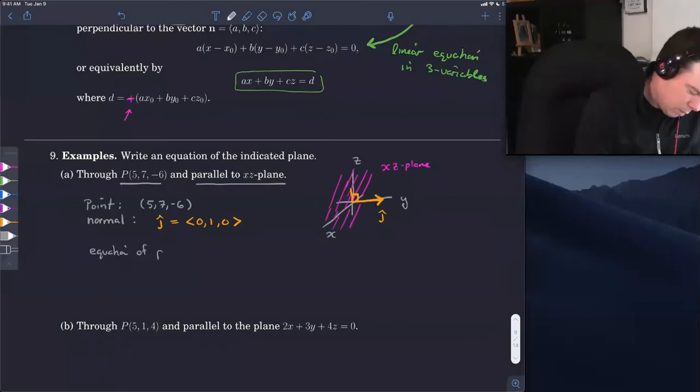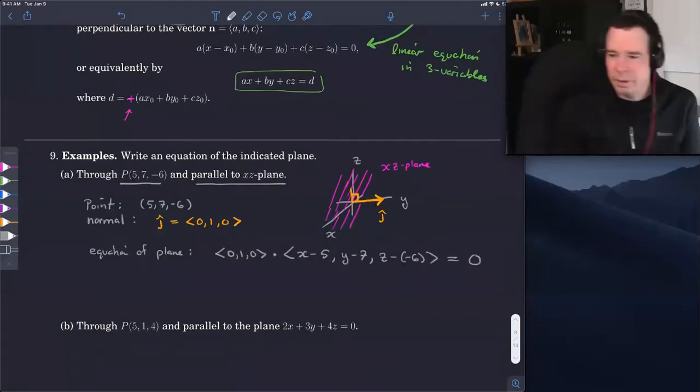Equation of plane. So our equation of the plane is going to be, we take our normal vector, 0, 1, 0. We dot it with x minus the x coordinate of the point we know on the plane, y minus the y coordinate of the point we know on the plane, z minus the z coordinate of the point we know on the plane. And that dot product has to be 0.